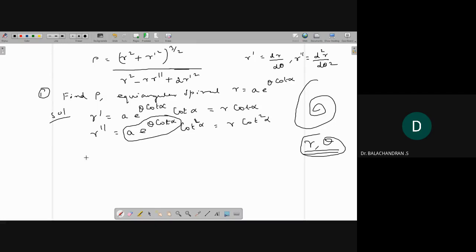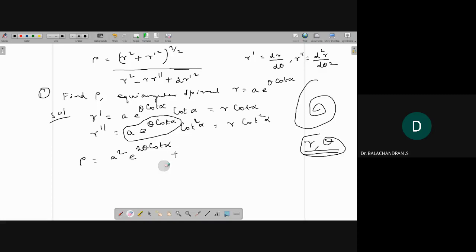Okay, now I'll go to the formula. Rho equal to... r square, I'll write directly, a square e power 2 theta into cot alpha. This is a square, r square. So this is r dash square.